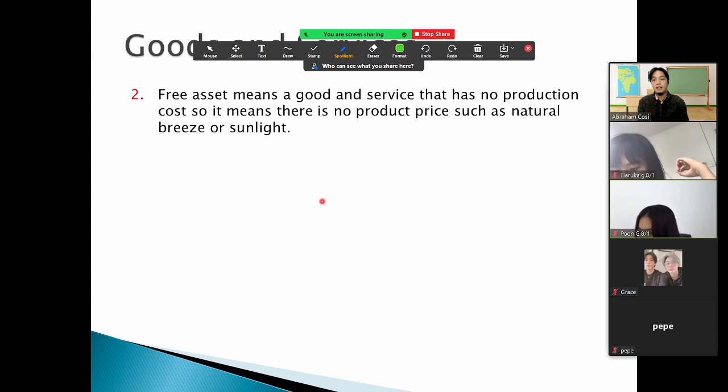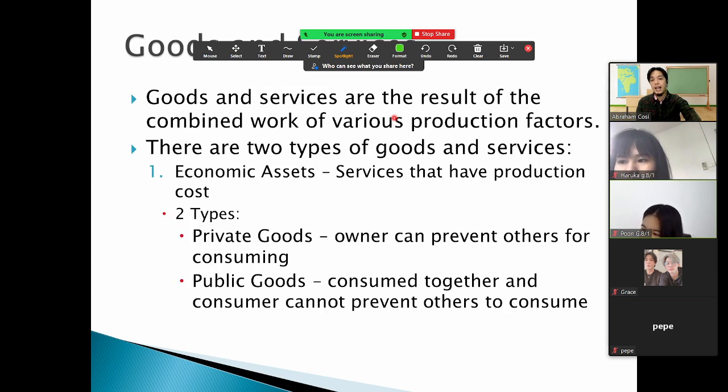Okay, we also have the next one, which is the free asset. These are things like the sunlight, the environment, or the breeze. So for free assets, there is no production price. Unlike the economic asset, you need to buy them. Okay, you need money to have them.